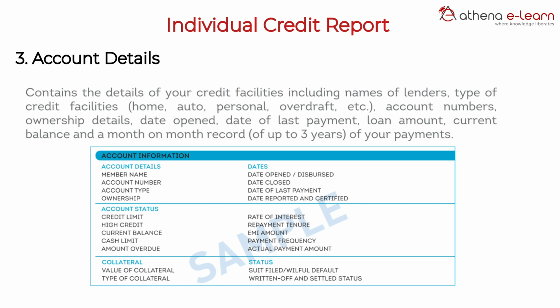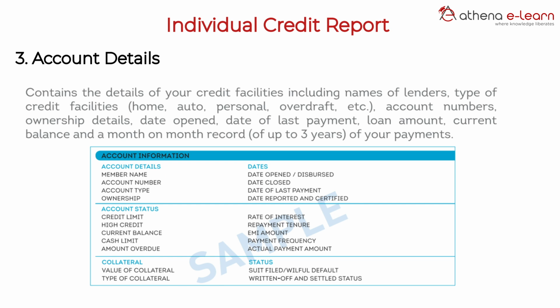It has your account numbers. When I say ownership details here, I mean, are you a borrower? Are you a joint borrower? Are you a guarantor? All that also shows up here. When did you take the loan, or when did you take the credit? When did you make the last payment? What was the loan amount? What is the current outstanding balance? And importantly, up to 3 years, what is your month-on-month repayment record of your payments? So the sample that you see on the screen reflects all that.